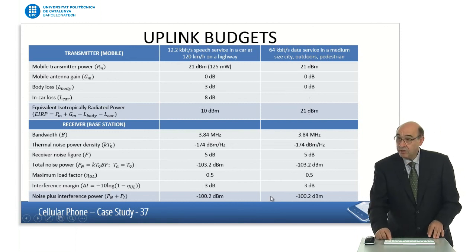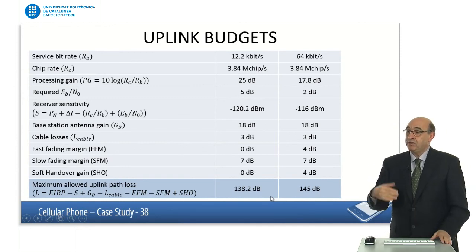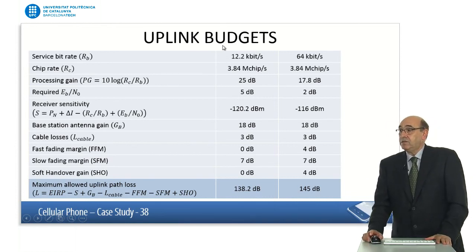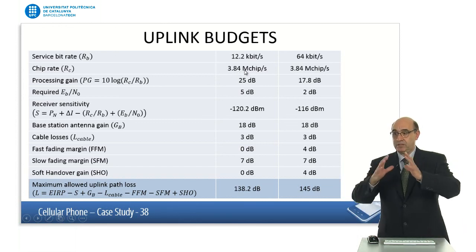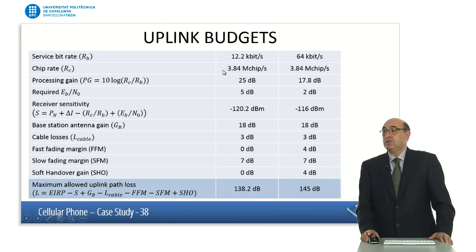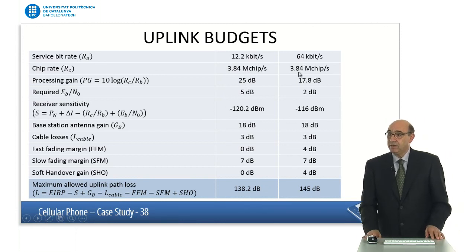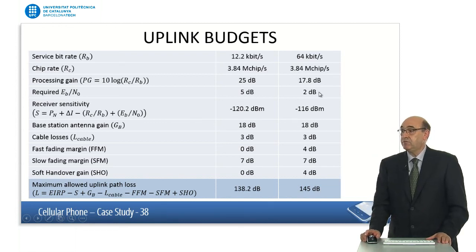So now we can continue. And now we start to add on reception the gains, margins, and all the losses that could be implied. So our service bit rate is 12 kilobits for speech and 64 for data. The chip rate is 3.84 megachips. This is the spreading of the code sequence. The processing gain for this ratio is 25 dBs and 17.8 for this one. The required signal-to-noise ratio is 5 dBs for speech, 2 dBs for data.